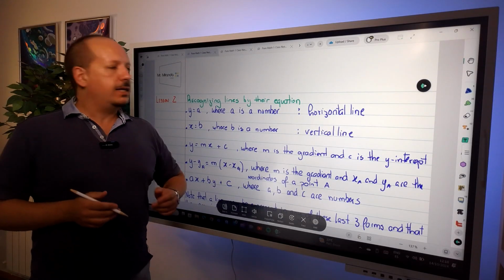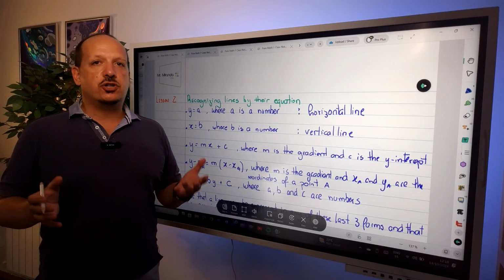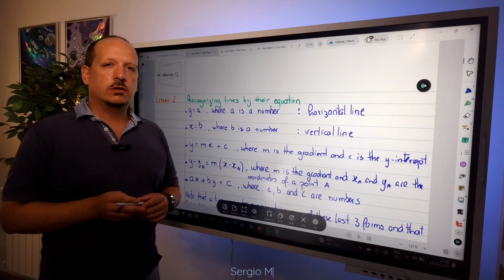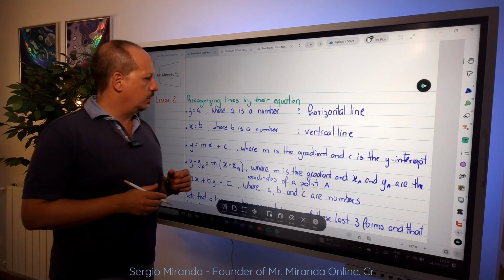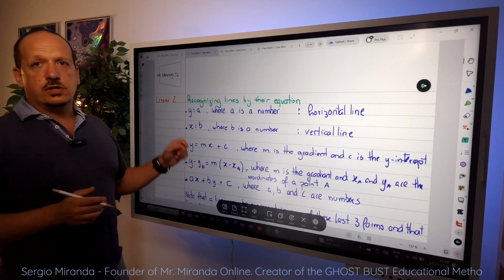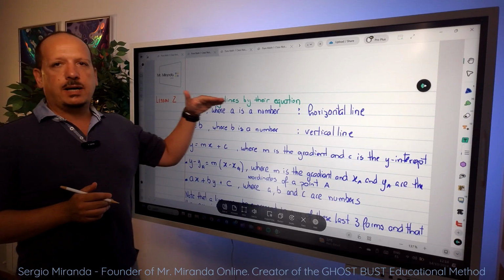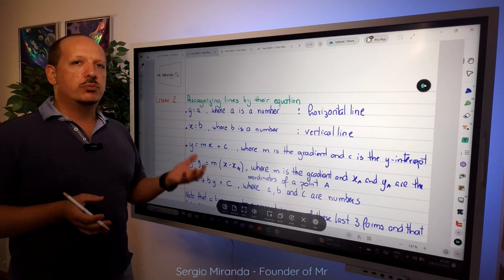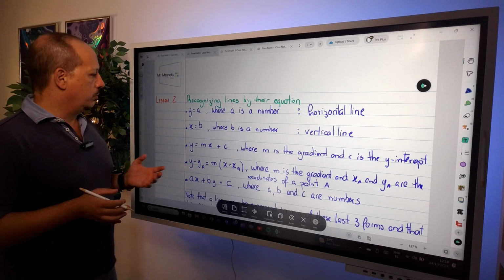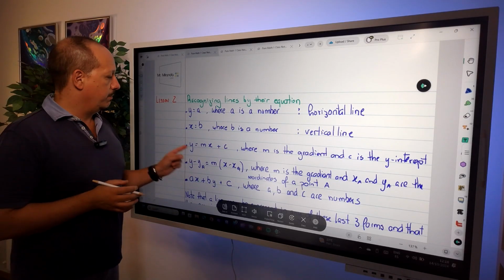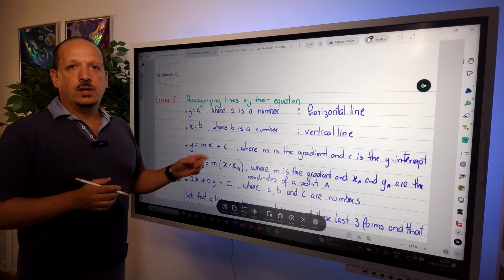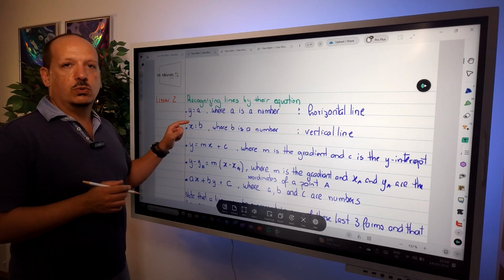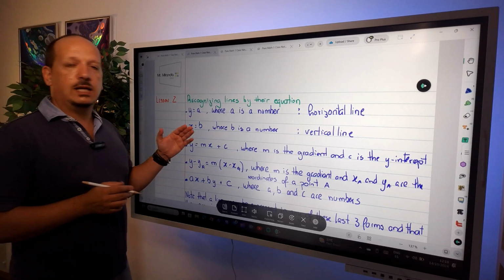On this second lesson, we are going over a few features of straight lines that you will need to know in order to solve the questions that you'll have eventually. First, you'll need to recognize lines by their equation. And there are several ways in which a line can be presented to you. The one that you are more used to is probably this one, y equals mx plus c. But if you have just y equals a number or x equals a number, this is also a line.